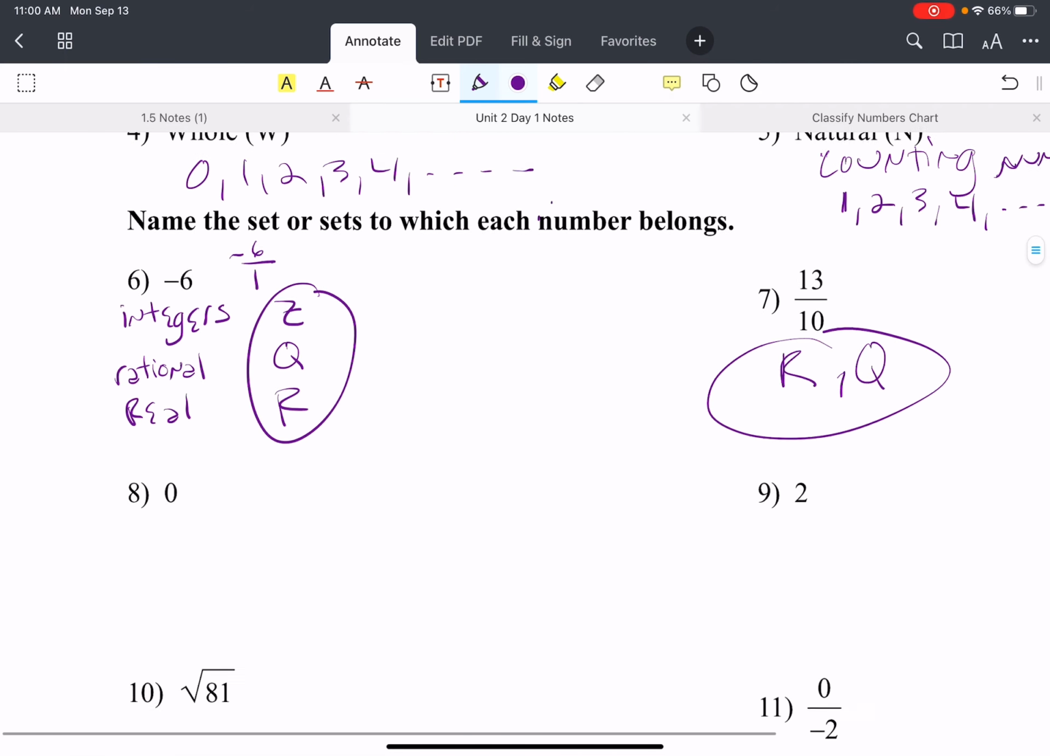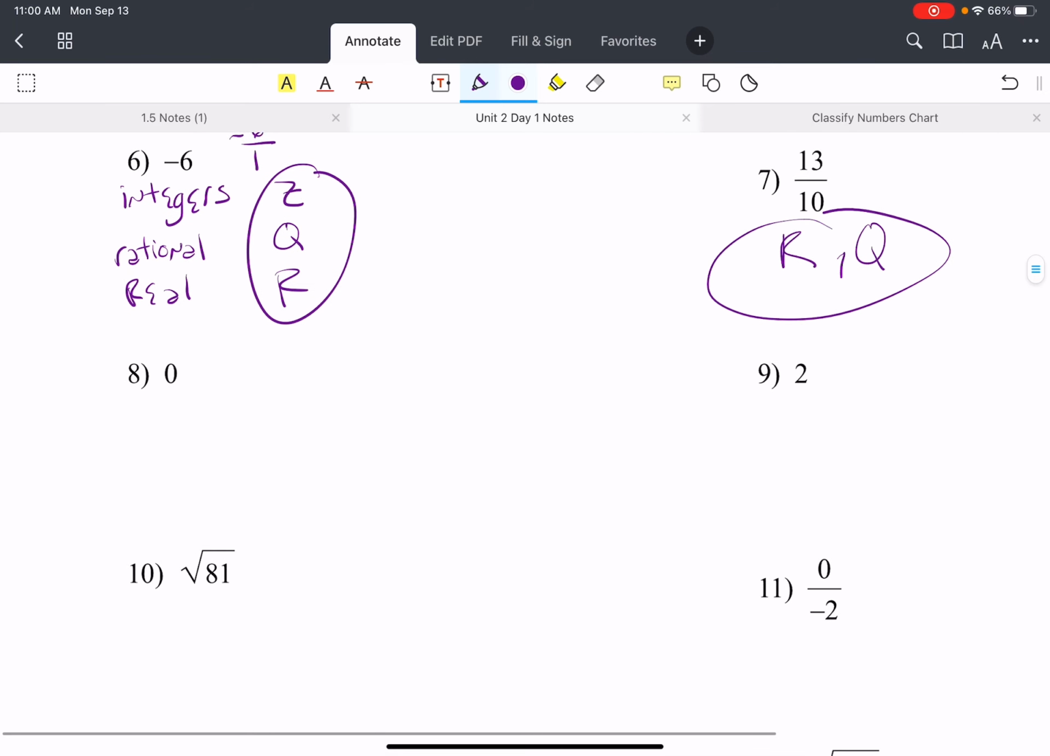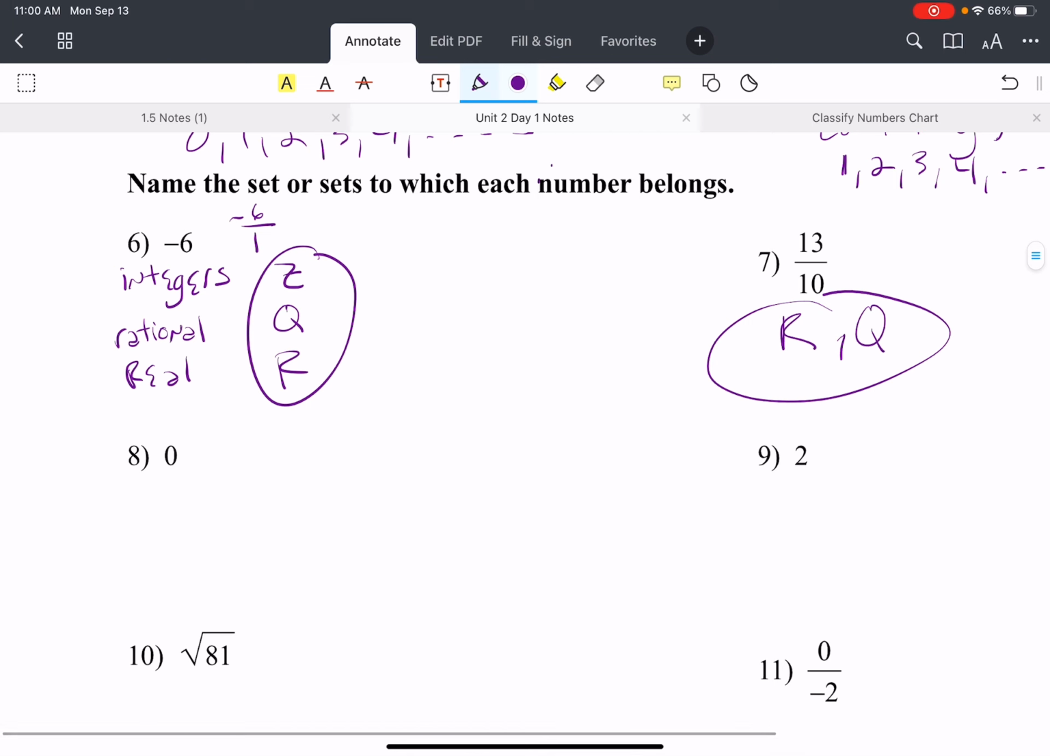Okay, try 8 and 9. I think it's a real. What is a real number? Is it just any number? Any graphable number. So 0 would be a real number. 0 is a real number. We're going to learn about a new type of number today called imaginary. That's a number that's not graphable. It's okay. Don't worry about it yet. Just try 8 and 9, please.